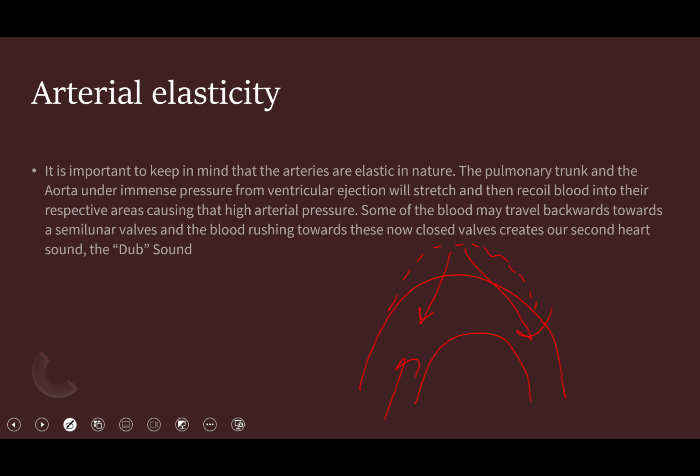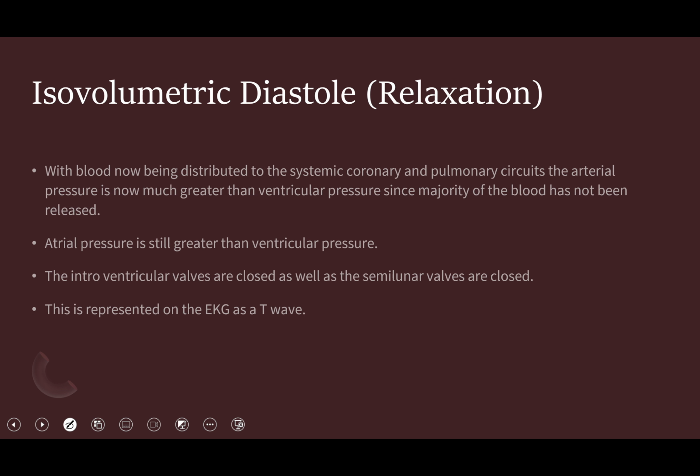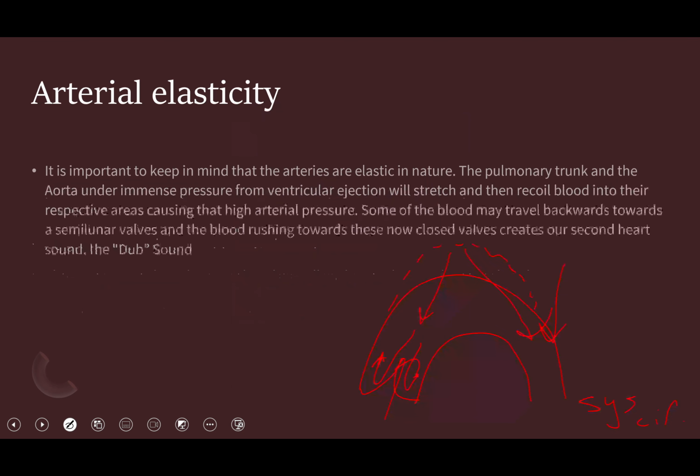Alright. So what will happen now? When the blood goes down into the rest of the systemic circuit, that's fine. But if it goes towards the heart now, the semilunar valves are closed. So the blood rushing towards the semilunar valve, that is where we get the dub sound. When they lock closed, it pushes blood and it hits the valves. The valves close shut because of the recoil and create the second heart sound, the dub sound. Alright?